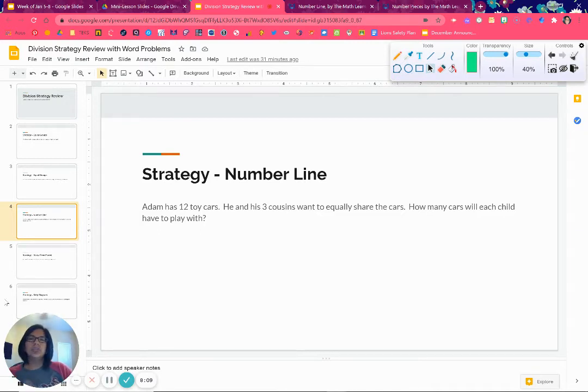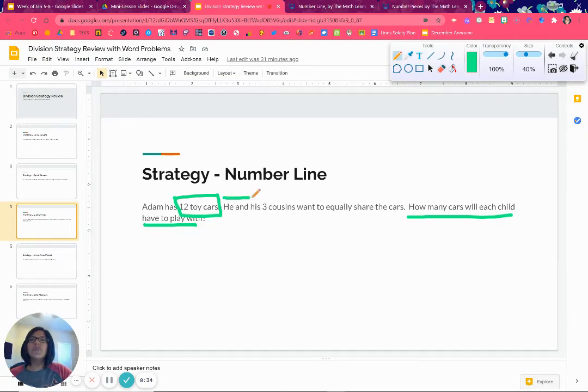Okay, so now let's look at our word problem. It says, Adam has 12 toy cars. He and his 3 cousins want to equally share the cars. How many cars will each child have to play with? Well, we have the 12 toy cars. That is your total. That is your quotient. Remember, division is separating into equal groups. He and his 3 cousins.